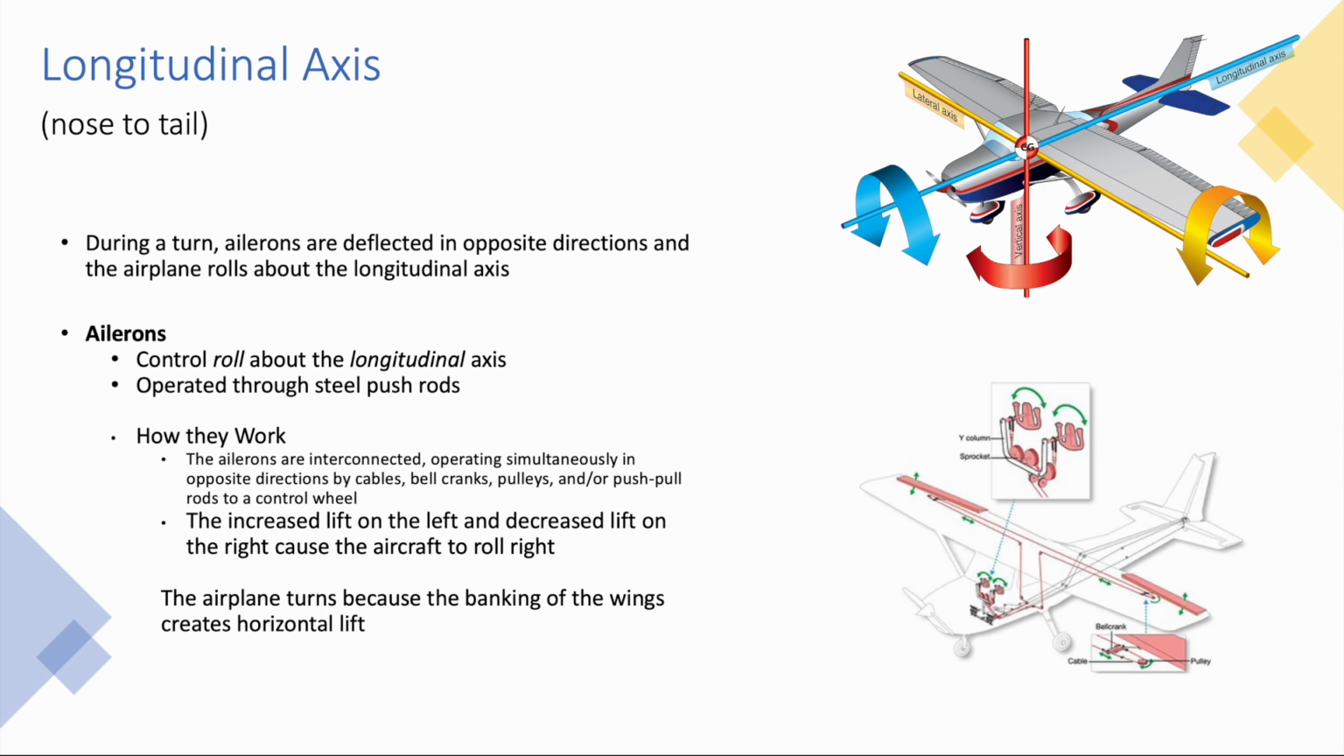Okay. So here's the longitudinal axis again, the blue one going from nose to tail, controlled by your ailerons, which is controlled with the yoke, left to right motion. Just a brief introduction because we're going to spend a lot of time talking about controls next time.